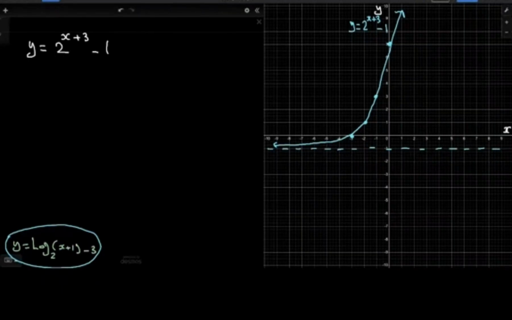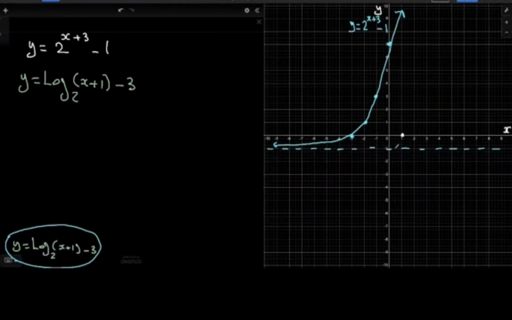Now we're going to graph y equals log base 2 of x plus 1, minus 3. So I'm going to graph the parent graph first.